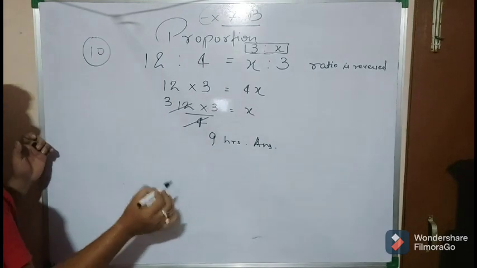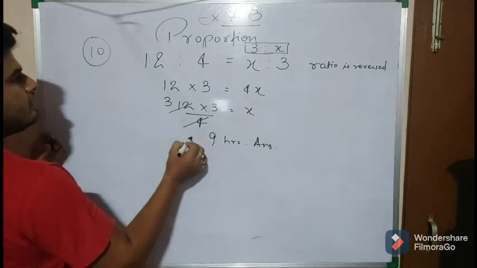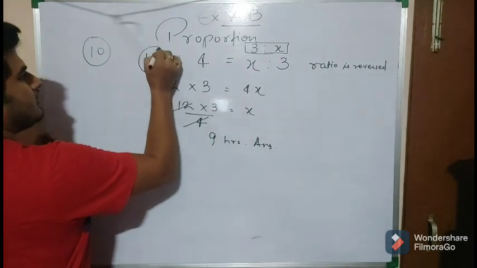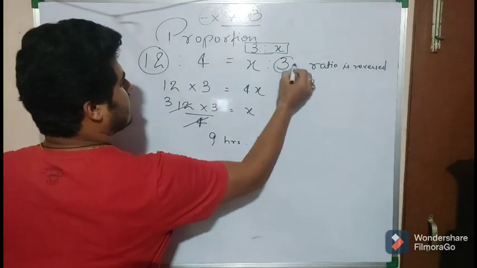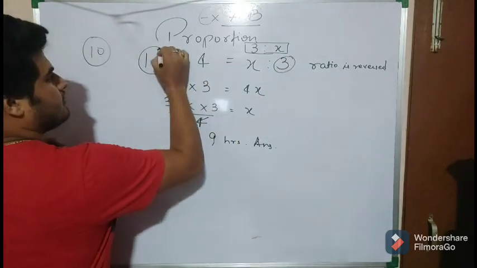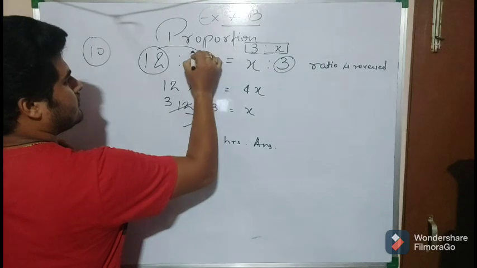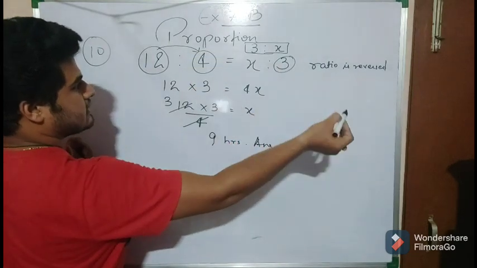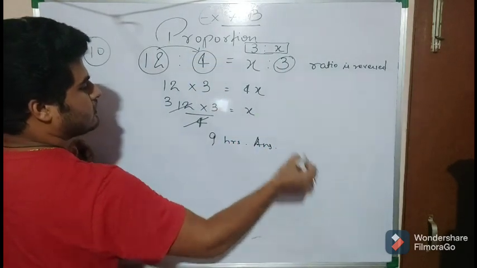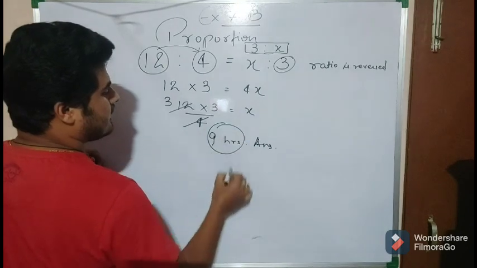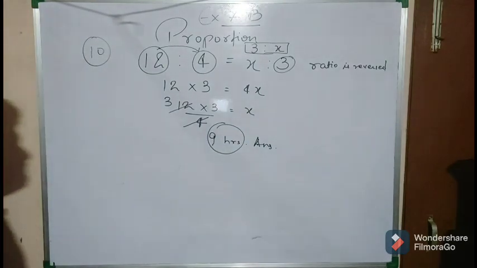Now it is obvious concept-wise also. If there are 12 people, they take only 3 hours. Now if the number of people is reduced to 4, they will take more hours to clean the same building. So that is 9 hours. So in this way we will proceed in this question.